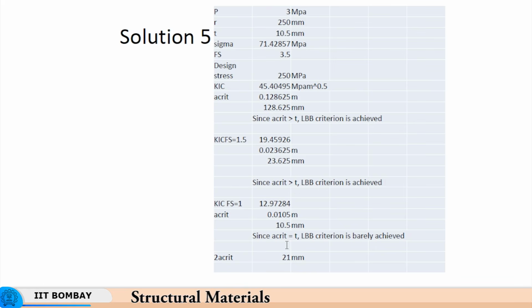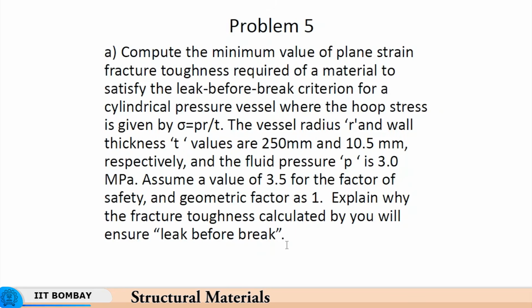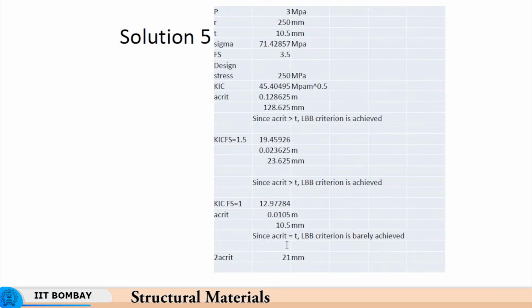K1C is 45.4. As given here, K1C is 41.5 and therefore 45.4, and so the A critical is 128.65 millimeters, and since the A critical is greater than thickness, the leak before break criterion is achieved.